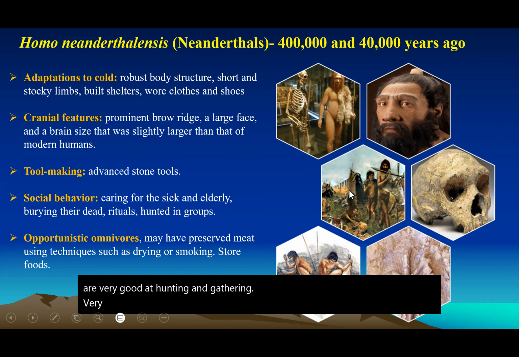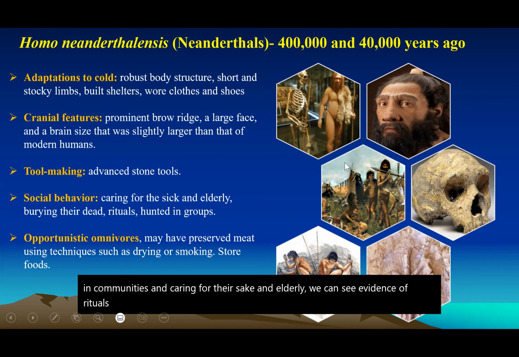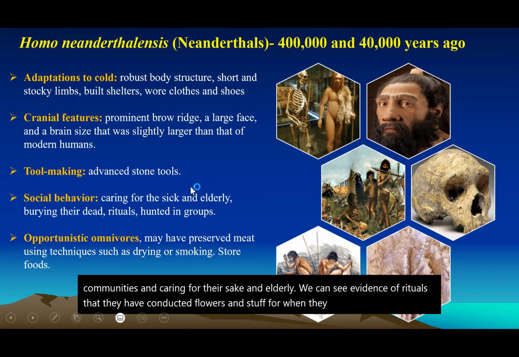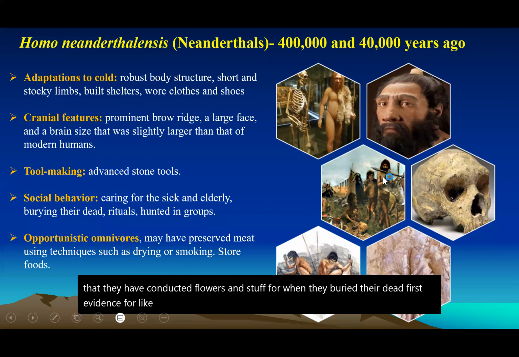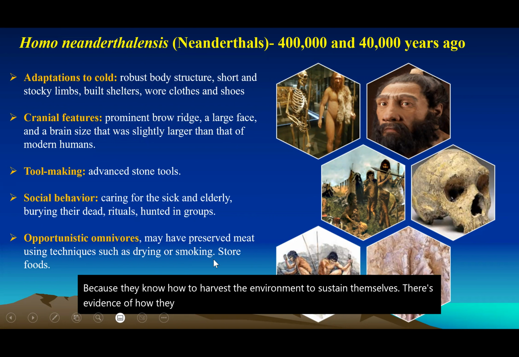Very interesting here is the development of social behavior when they are living in communities and caring for the sick and elderly. We can see evidence of rituals that they have conducted, like flowers and stuff for when they buried their dead. First evidence for hunting in teams, in large groups. And that's one of the reasons as to why they were very successful. They are called opportunistic omnivores because they know how to harvest the environment to sustain themselves. There's evidence of how they preserved food by either drying or smoking or storing their food in underground caves and so forth.